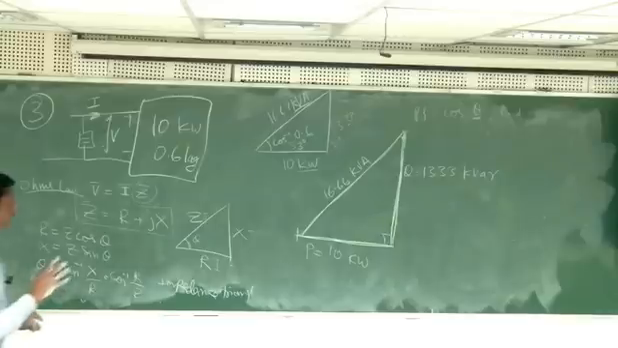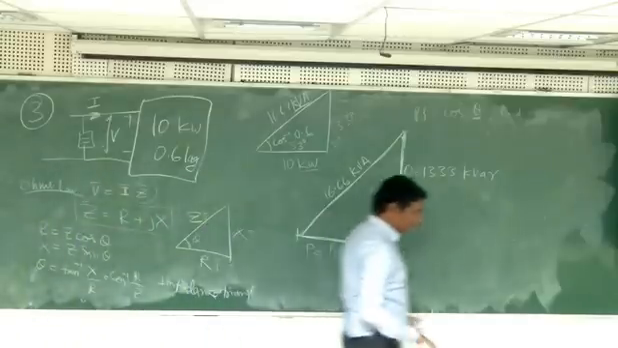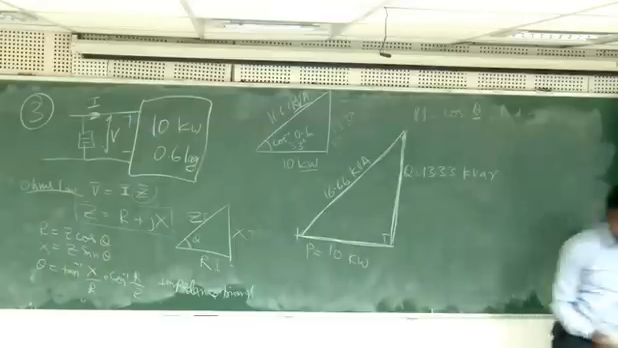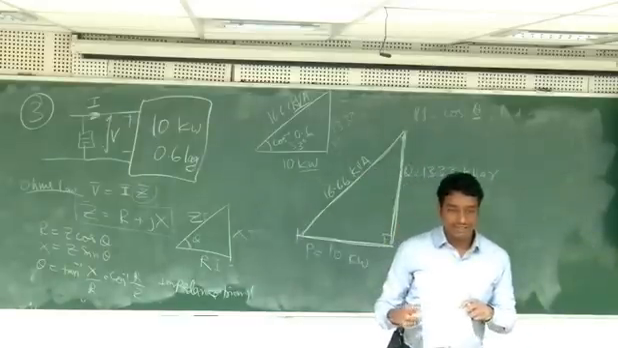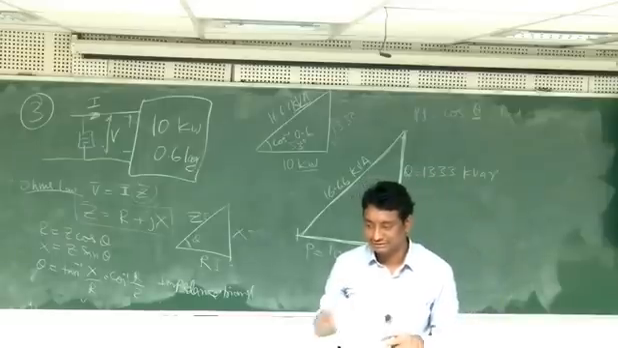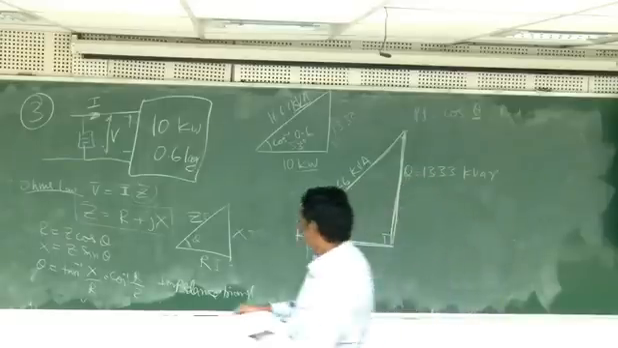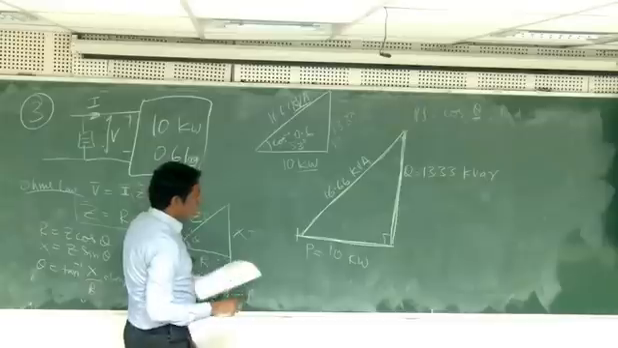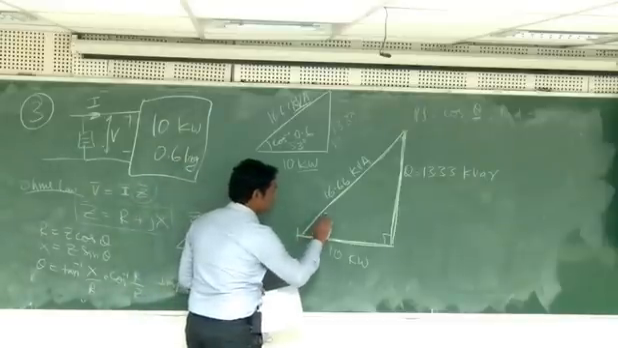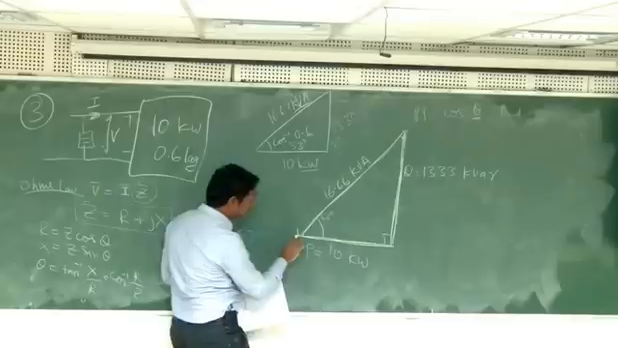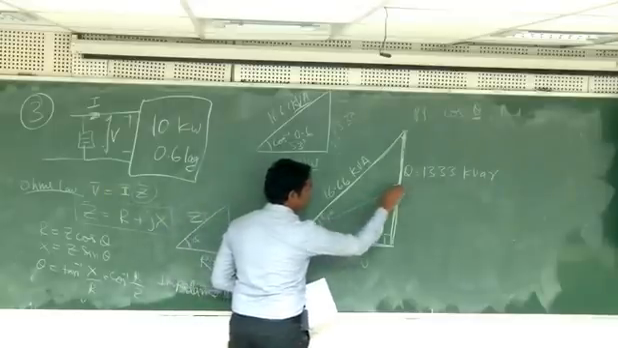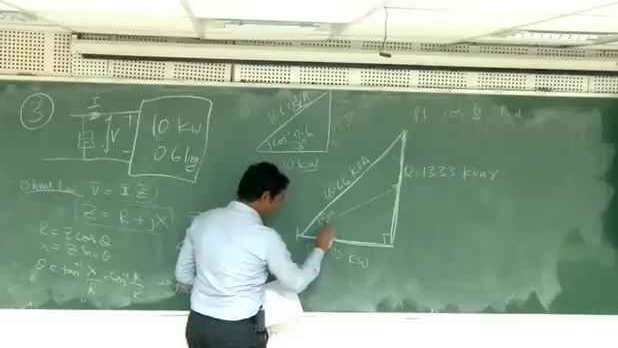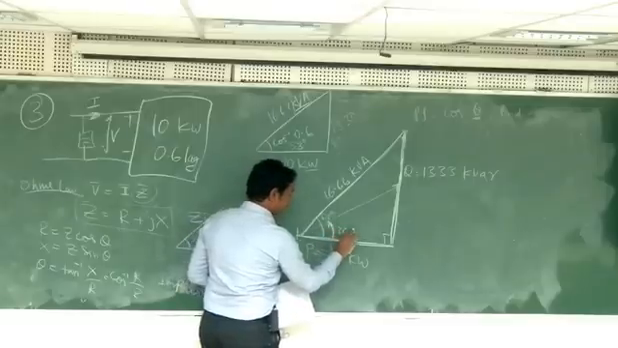So if you go back to the question, now I want the power factor to be 0.8. What is the angle for 0.8? Cos inverse 0.8 is 36.8. So this angle is totally 53 degrees, and now 36.8 will be somewhere like this. 36 point.